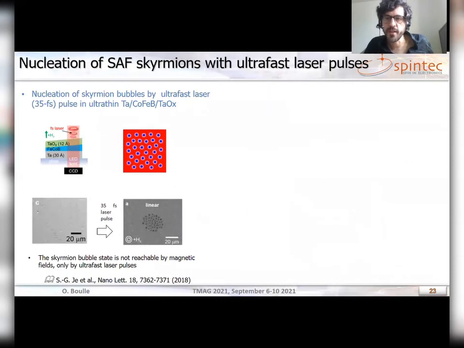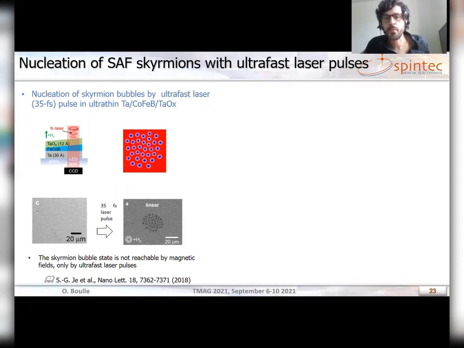So another way to nucleate magnetic skyrmions is through ultra-fast laser pulse illumination. We have already shown the local nucleation of skyrmion bubble lattices in ultra-thin tantalum iron cobalt boron tantalum oxide film by ultra-fast laser pulses. The laser pulse leads to ultra-fast demagnetization, which relaxes into skyrmion lattices in this multilayer. Importantly, in this experiment the skyrmion bubble state was a metastable state, and it was not reachable using a magnetic field, only by ultra-fast laser pulses.